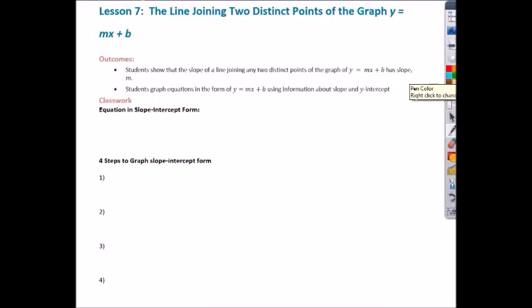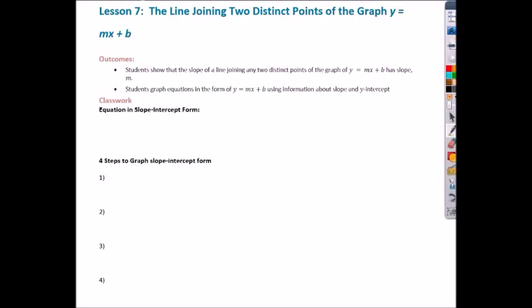Miss Goki. Today we are working on Lesson 7, the line joining two distinct points of the graph y equals mx plus b. Our outcomes are students show that the slope of a line joining any two distinct points of the graph of y equals mx plus b has slope m. Students graph equations in the form of y equals mx plus b using information about slope and y-intercept.